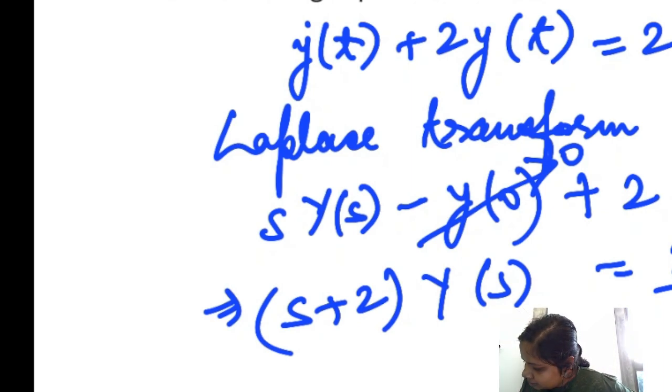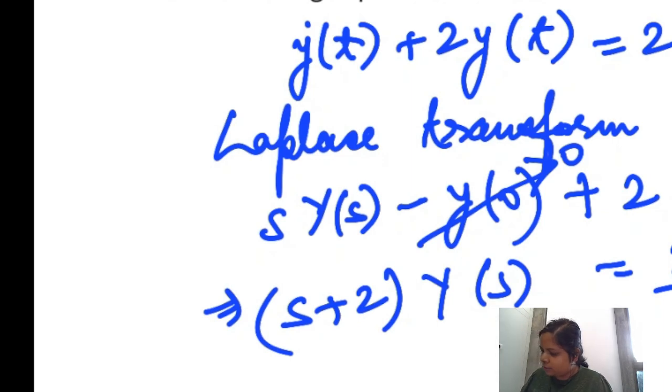Can someone split it in such a way that you get some constant A upon s plus some constant B upon s plus 2? This is the partial fraction method that we had in our class 12 syllabus. A is equal to 1, madam. A is equal to 1 and B is equal to minus 1. So it is very simple.